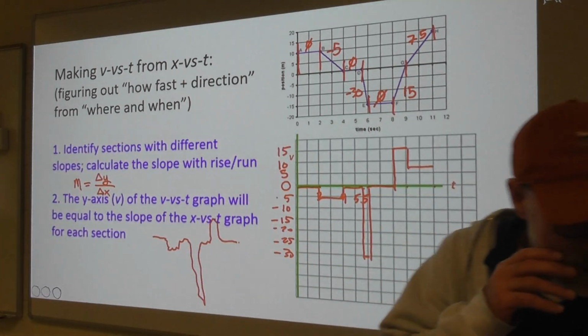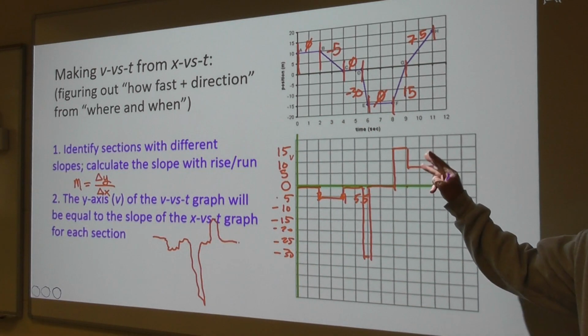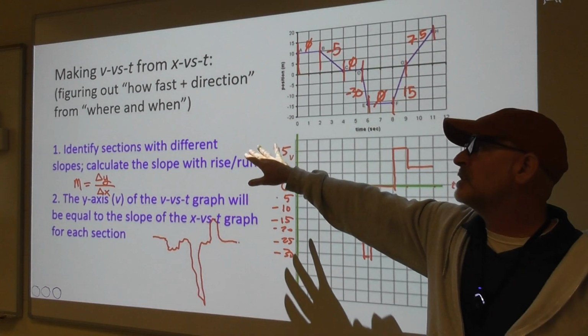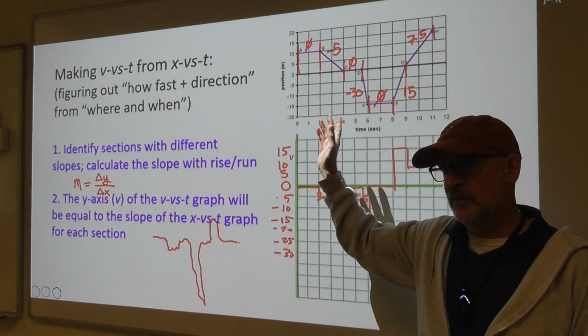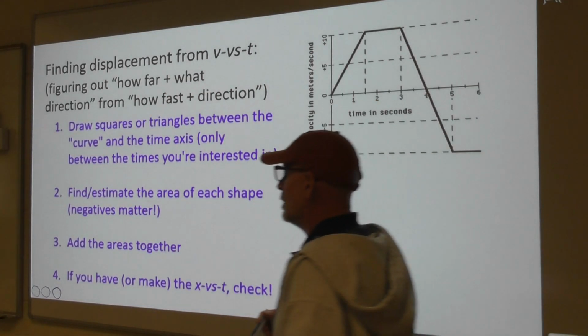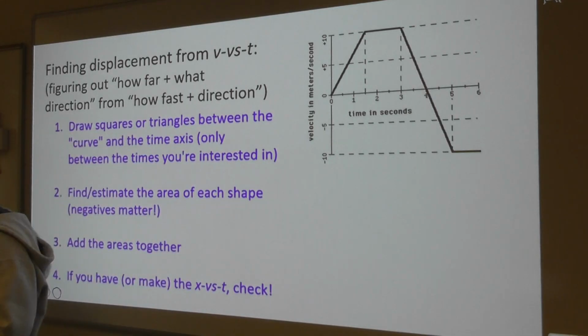Okay. All right. So I said there's 3 things that you're going to need to do. One is make a velocity versus time graph from a position versus time graph. The next skill that I'm going to ask you to know how to do is how to find displacement from a velocity versus time graph. And we haven't talked about the definition of displacement yet. We will next week. But basically what displacement tells you is how far you've gone and in what direction.